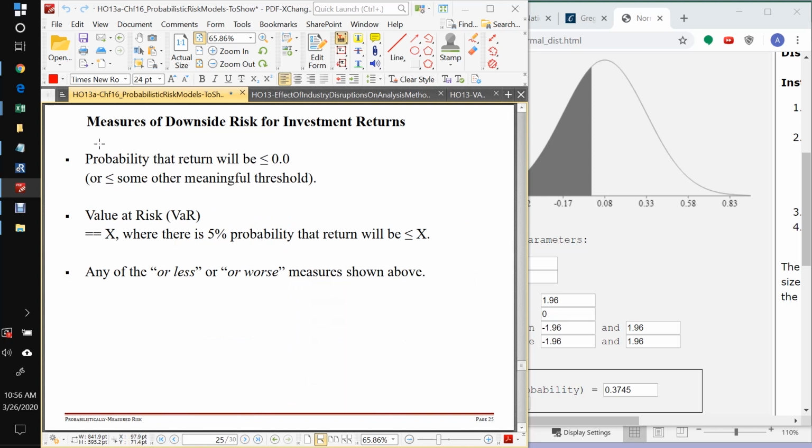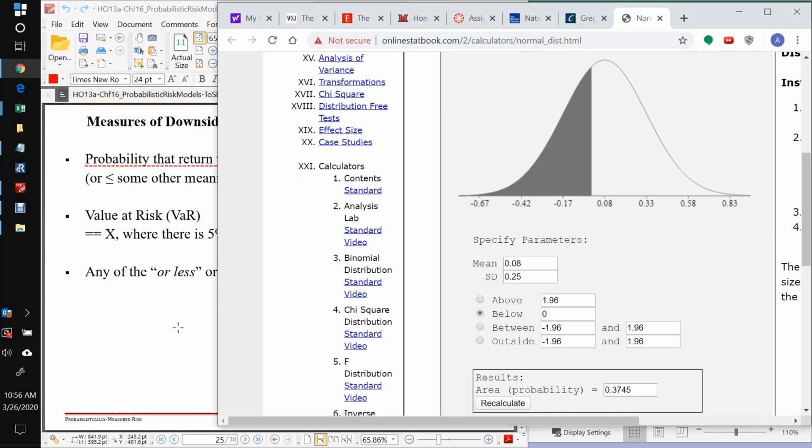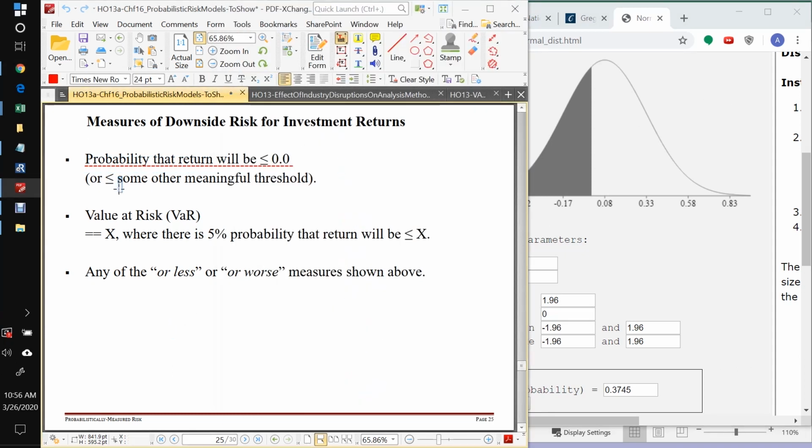So again, the downside risk measures that we want to consider whenever we can are things like this. The probability that our return will be less than 0, that's exactly what we saw over here, or less than some other meaningful threshold. Doesn't have to be 0, right? For companies, when they're looking at a project, they often say things like this: if we lose more than 30% on this project, we're going to go bankrupt. So they want to know what's the probability that they're going to lose 30% or more.